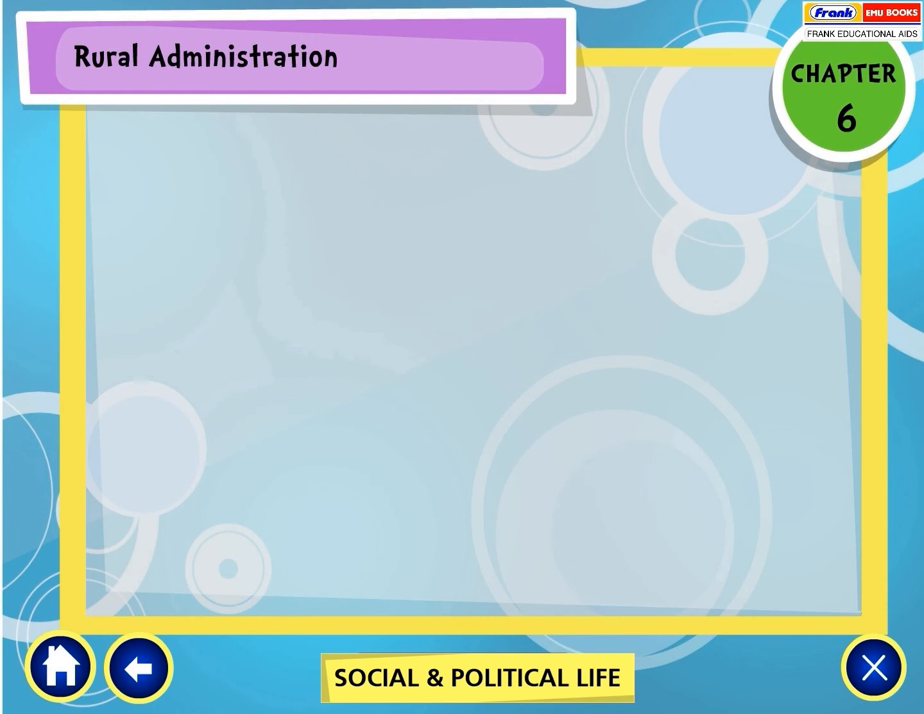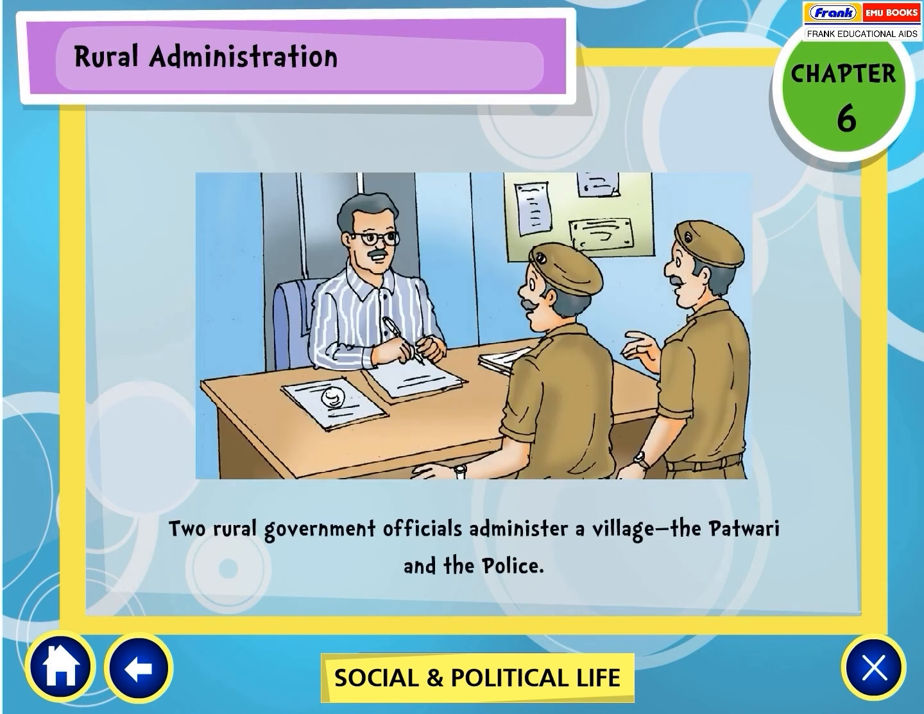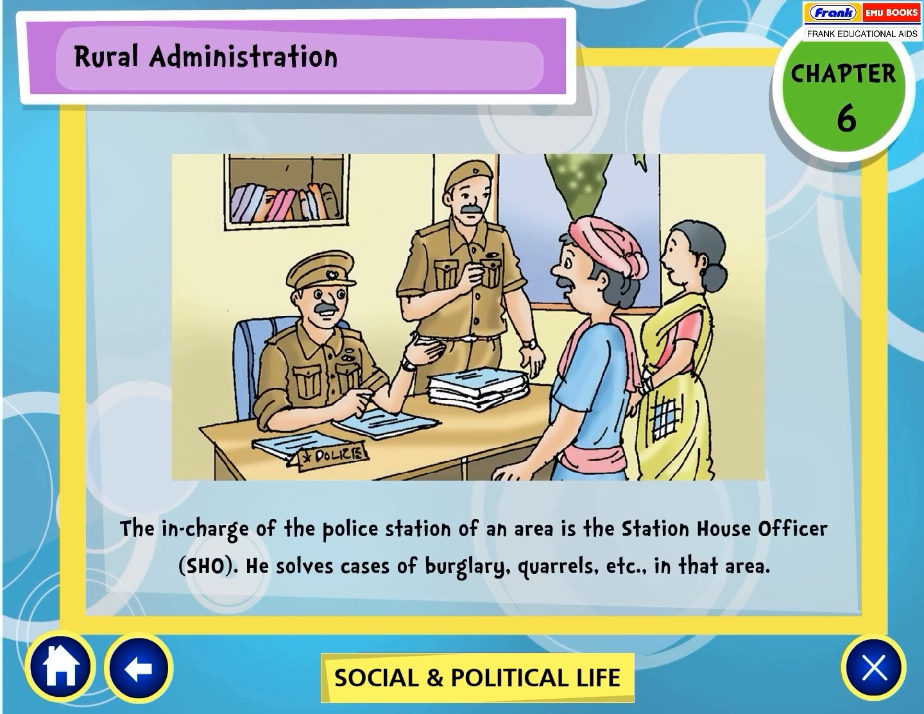Rural administration. 2 rural government officials administer a village, the Patwari and the police. The in charge of the police station of an area is the station house officer, SHO. He solves cases of burglary, quarrels, etc. in that area.